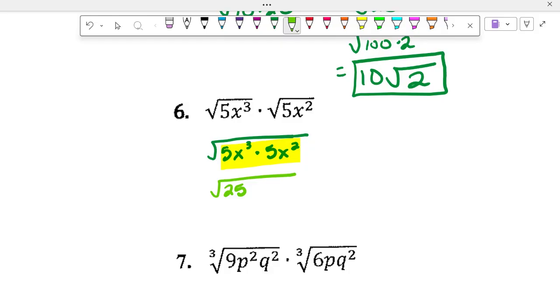Now, what do I do with the exponents? Add them. So x to the what? 5th. And now I can simplify. So if I do 25 first, is 25 a perfect square? Yes. So I'm going to pull the 5 out. x to the 5th, is that a perfect square? No, but what could I break it down into? x to the 4th and x. So the non-perfect square goes back under the radical. And then what's the square root of x to the 4th? x squared. So that's what goes outside. And you're done.